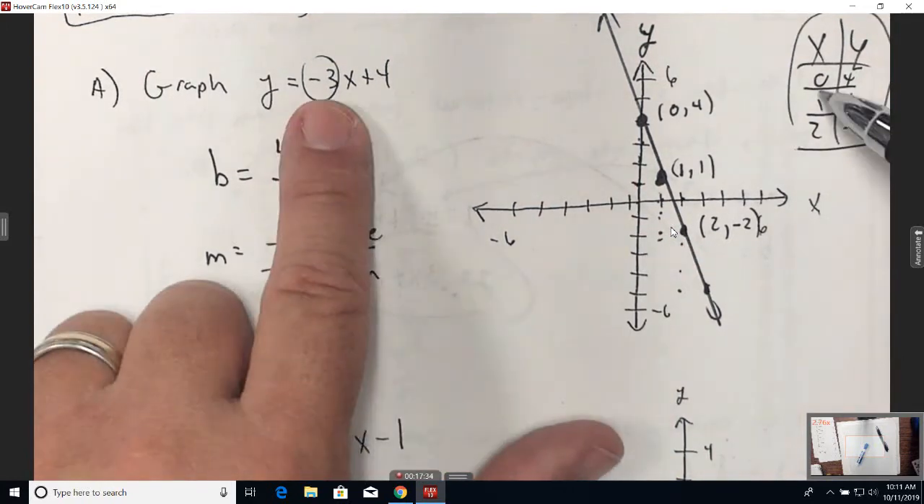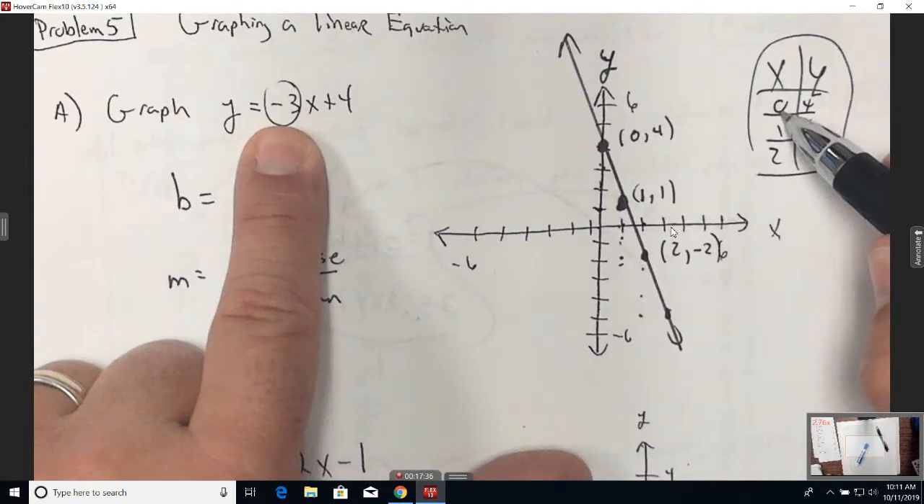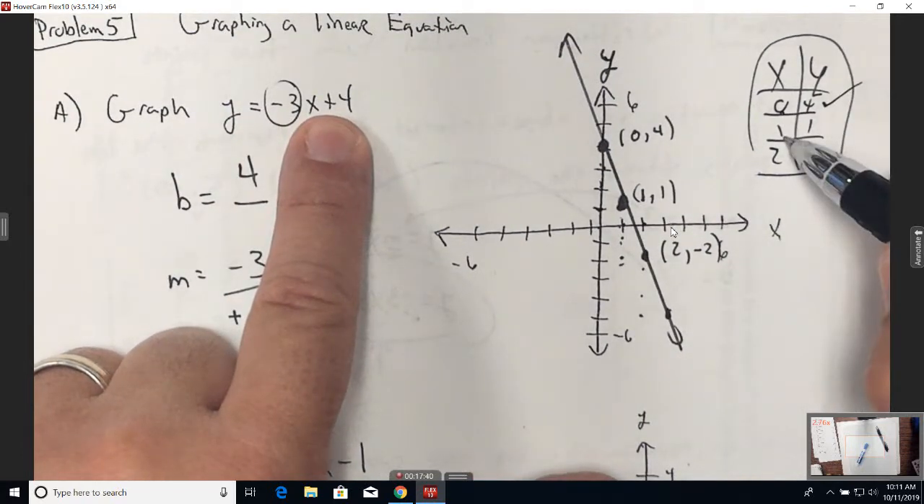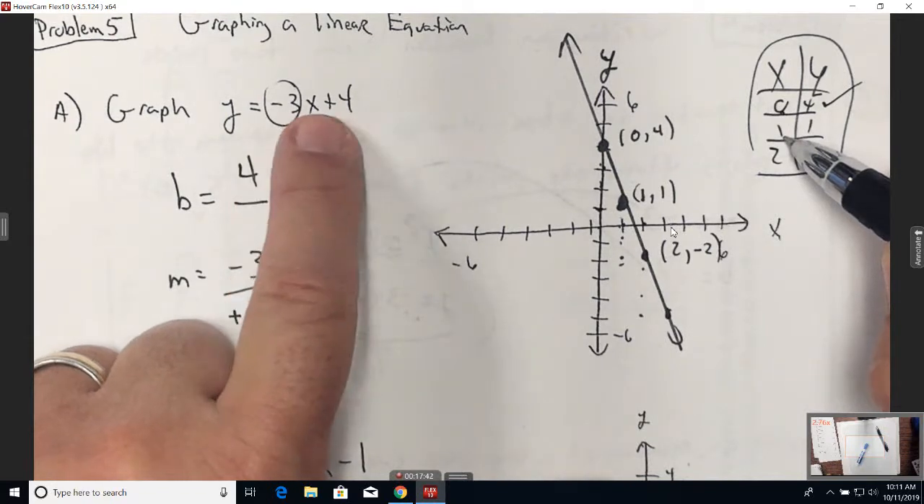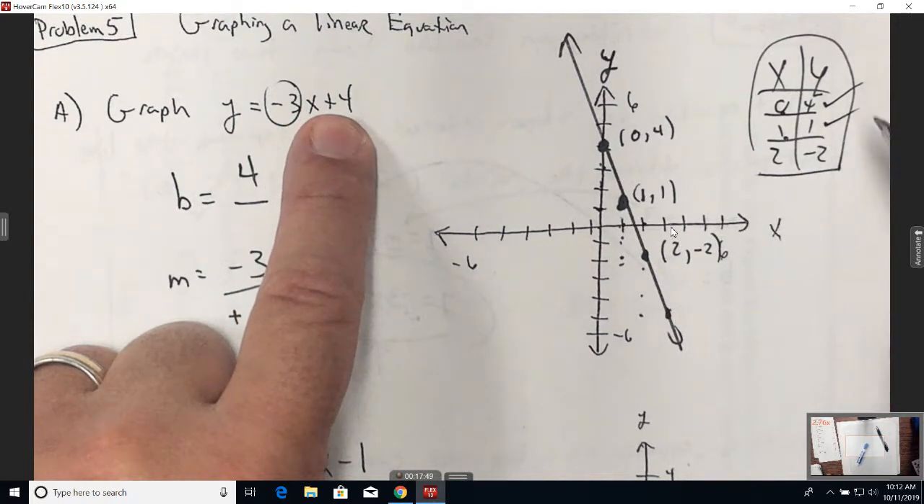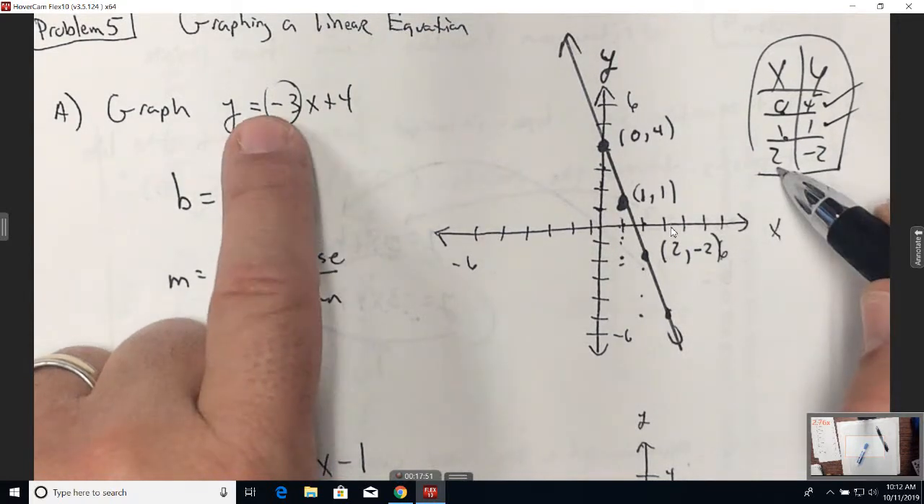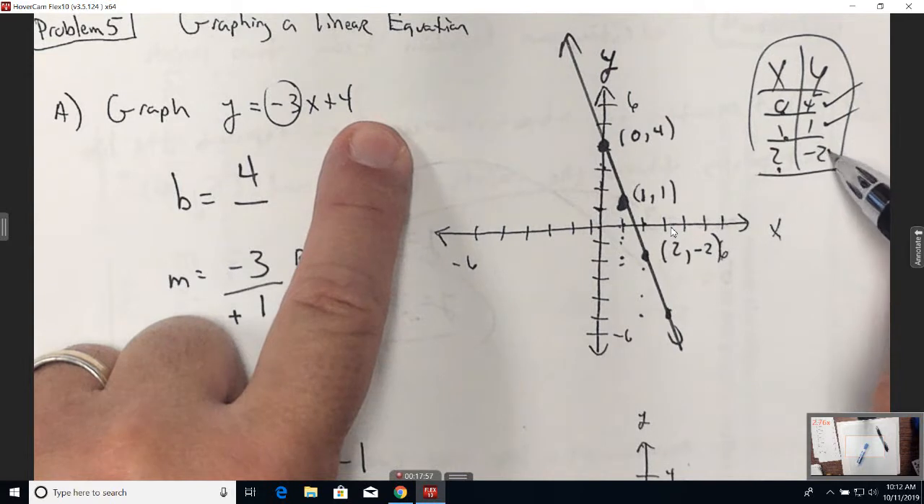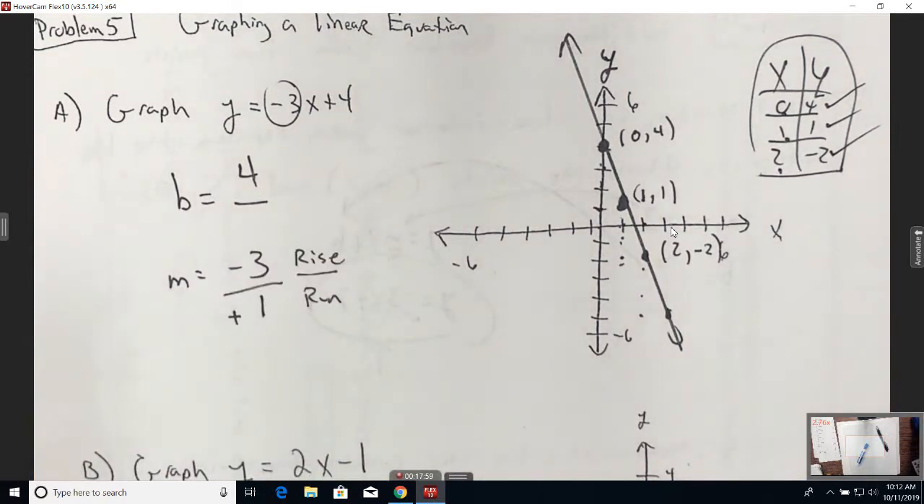And if I want to check the math, if that's a 0, what's 3 times 0? 0 plus 4 is 4. There should be a point at 1, 1. So if that x is a 1, what's negative 3 times 1? Negative 3 plus 4 is 1. If I plug in a 2, what's negative 3 times 2? Negative 6 plus 4 is negative 2. You see how the calculations work out too?